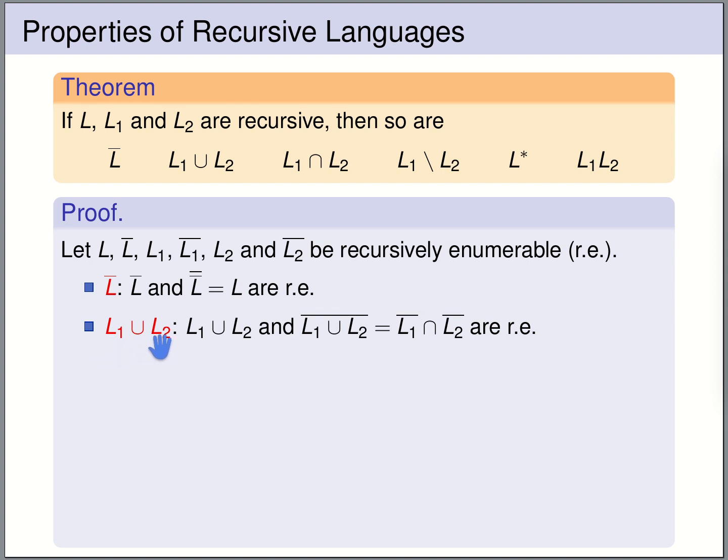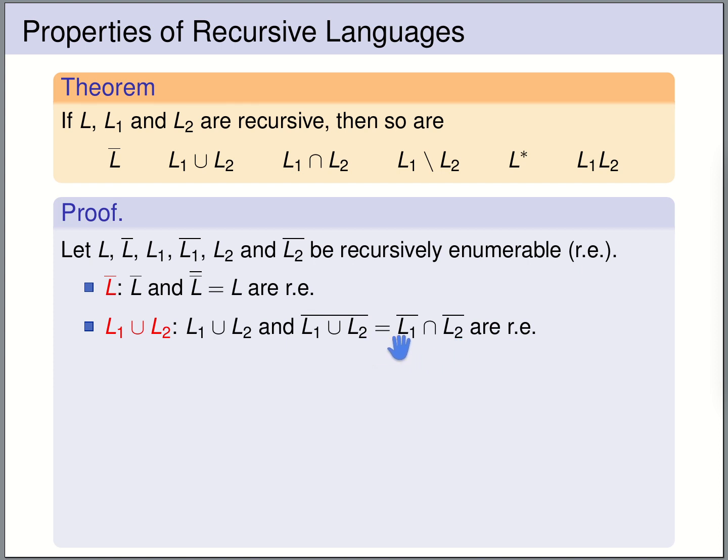Now the union of L1 and L2. We know that the union preserves recursively enumerable languages. So that means that the union of L1 and L2 is recursively enumerable again. For the complement of the union, the complement does not necessarily preserve recursively enumerable languages. However, in this case, we can argue that it is recursively enumerable again as follows. We can write the complement of the union as the intersection of the complements.